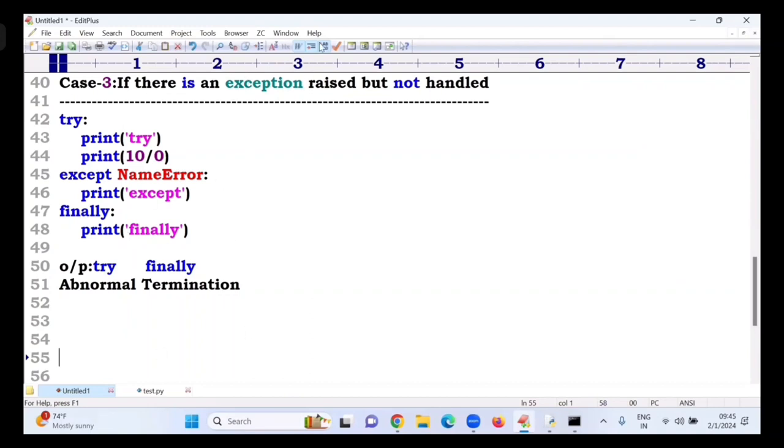Sir, now always it should be abnormal termination only. I will give possibilities now, Subhash. If something goes wrong in the finally block, no one can handle. It's always abnormal termination.